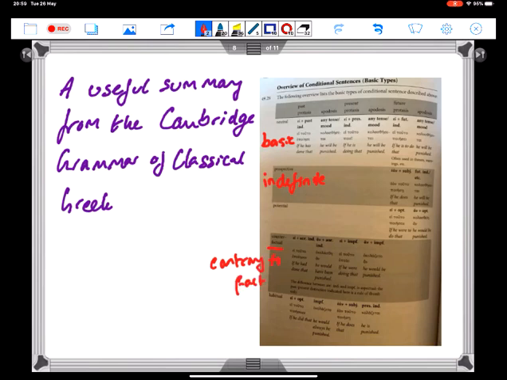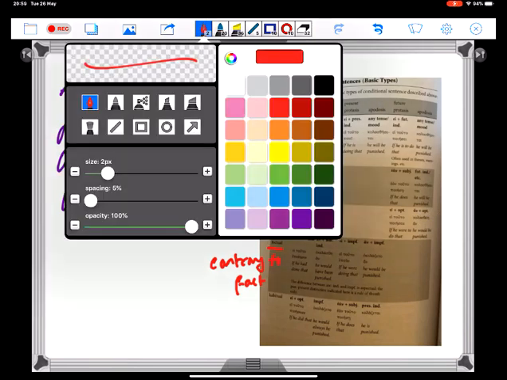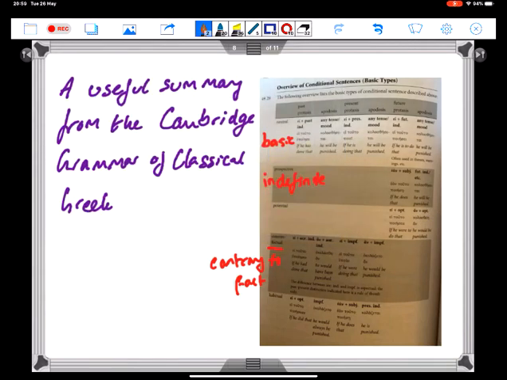The big differences come with the potential and its use of the optative, and the habitual, and again, its use of the optative, to give different kinds of ways of talking about the world.